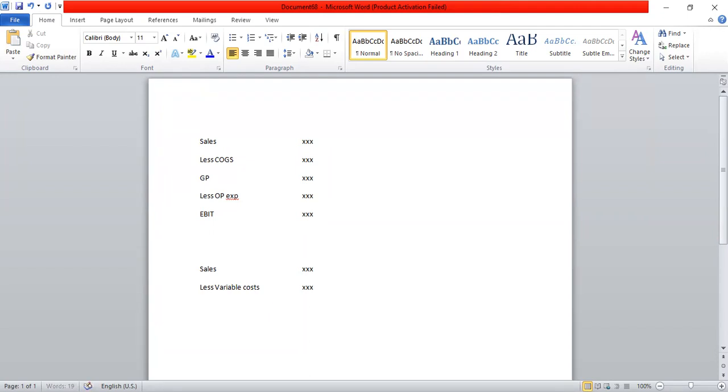Sales minus variable cost. Do you know what the term is called? The term is called contribution. Maybe you have not come across it, but make a note of that. Less fixed cost is profit. So this is another way of looking at the income statement. The point is we are categorizing the cost into variable cost and fixed cost. So after this, let's see that.